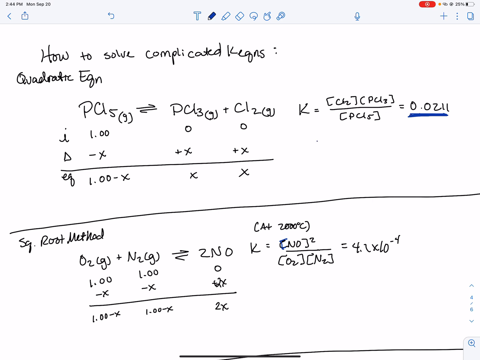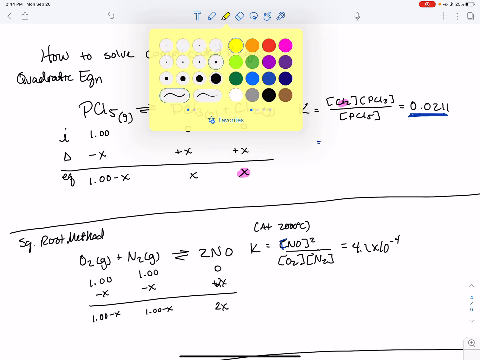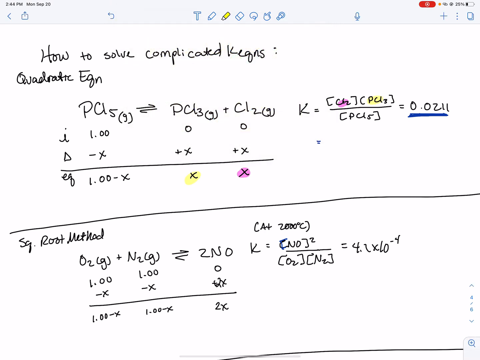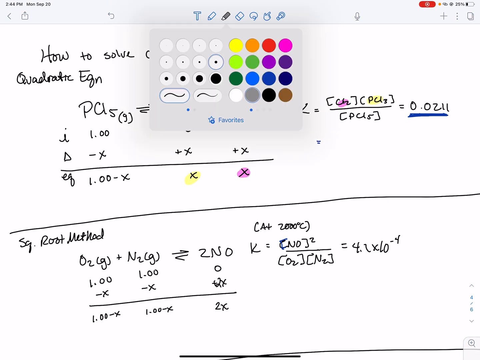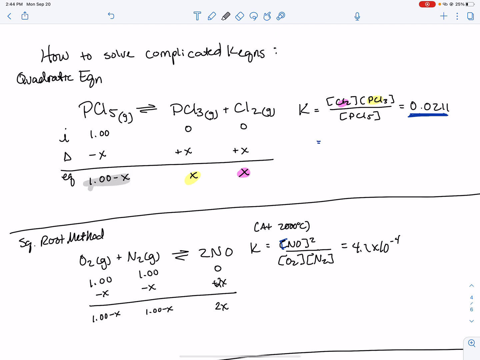Then we have K is equal to, and I'm just going to plug numbers in. So I have a value for that, I have a value for this, and then I have a value over here for this other thing. So I'm just going to plug them in: x times x over 1.00 minus x equals 0.0211. So that's pretty easy right there. And I'm going to go ahead and put these x's together so that I have x squared, because I think that's easier.